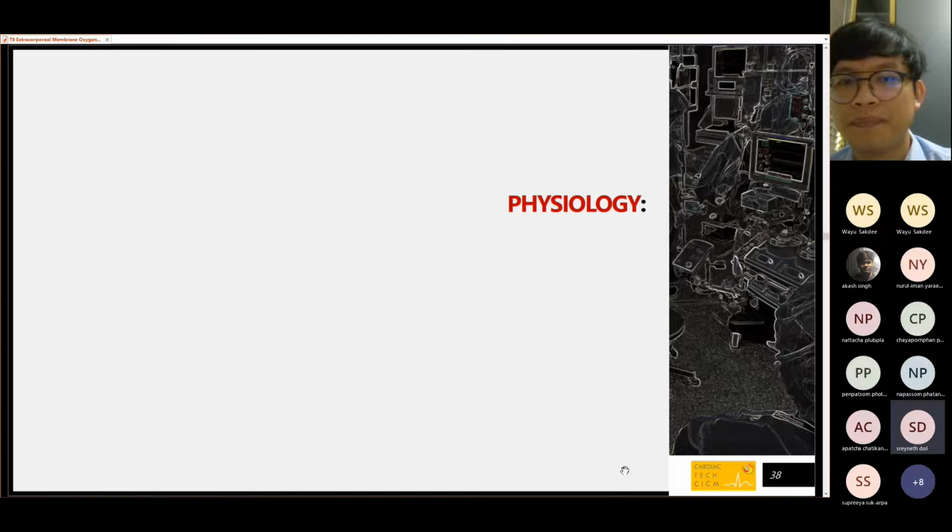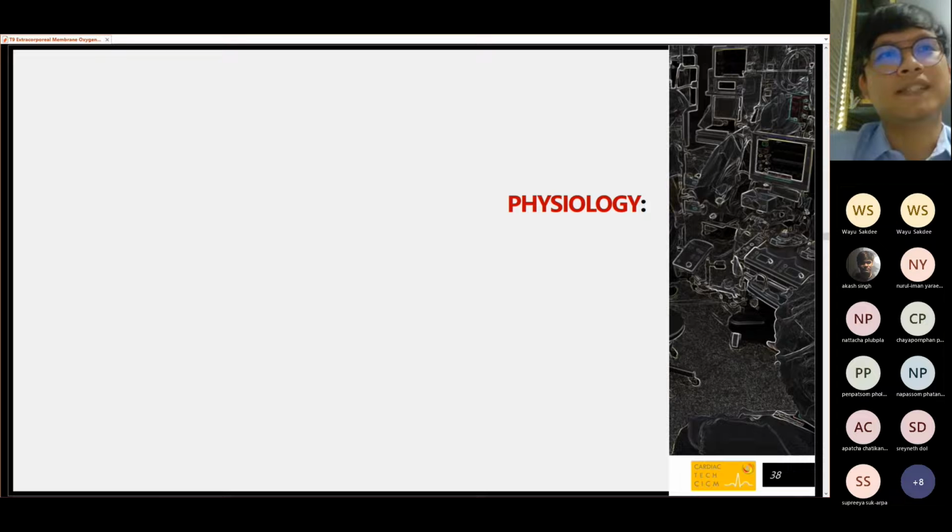Is there any case with a patient on ECMO and using the ventilator at the same time? Is there any case like that? Sure. For the patient with ECMO, we only reduce support from the ventilator.